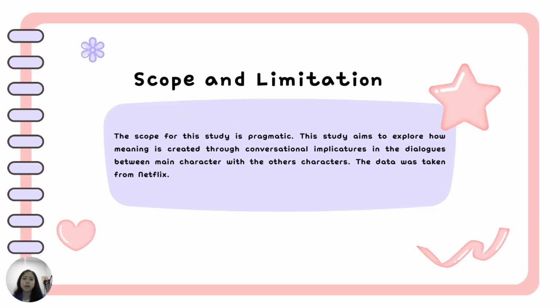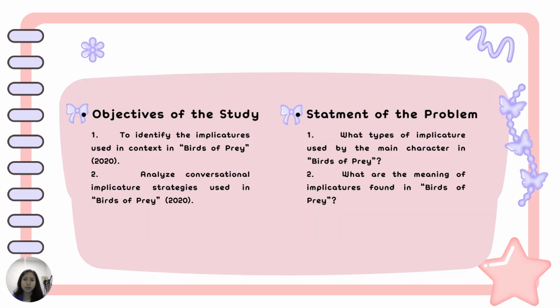For the scope and limitation, the scope of the study is pragmatics, and the study aims to explore how meaning is created through conversational implicature in the dialogues between the main character and the other characters. And the data was taken from Netflix.